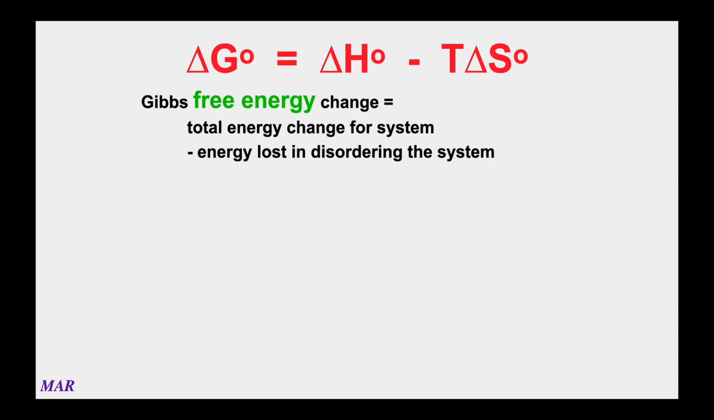Oh, joy. Delta G equals delta H minus T delta S is arguably the most important equation of all of chemistry because we're going to use this delta G to see if a reaction occurs or not, if it's spontaneous or not, all right? And the Gibbs free energy is just literally the energy change for the system minus the energy lost in disordering the system. So delta H now, that is the energy change for the system, and the delta S is the energy lost in disordering the system. Remember, delta S is just a measure of messiness.